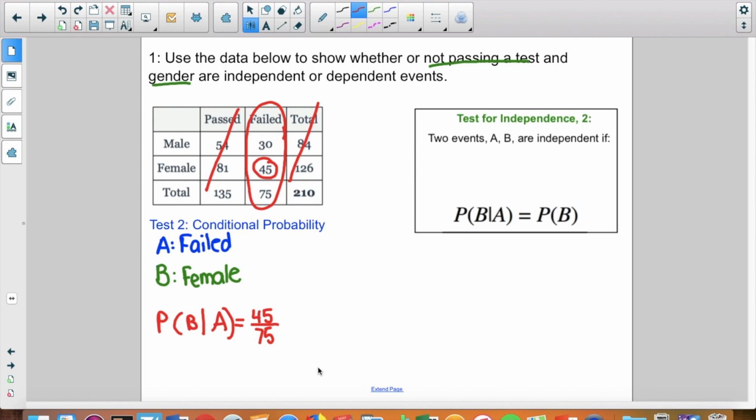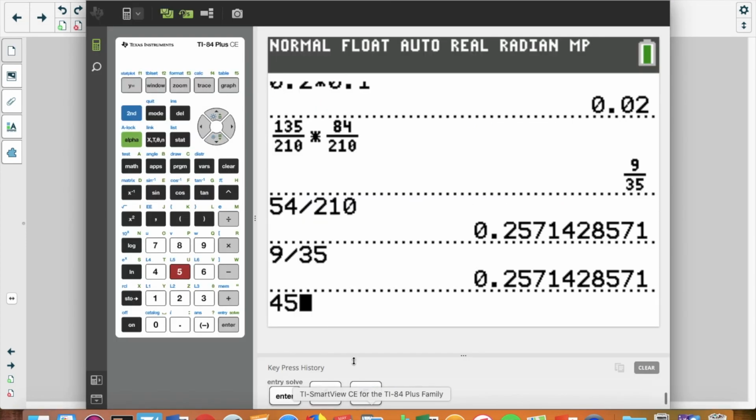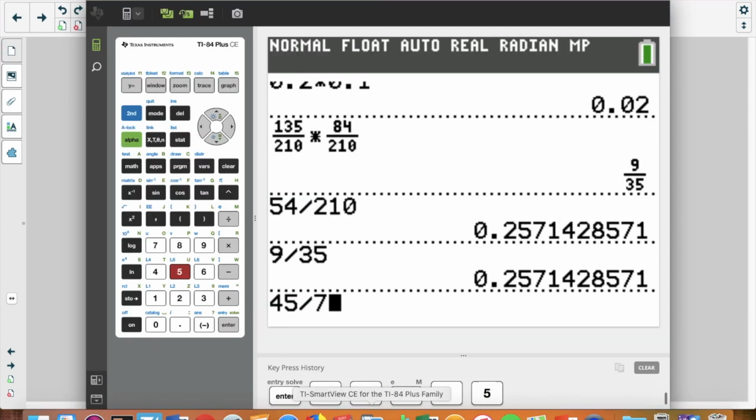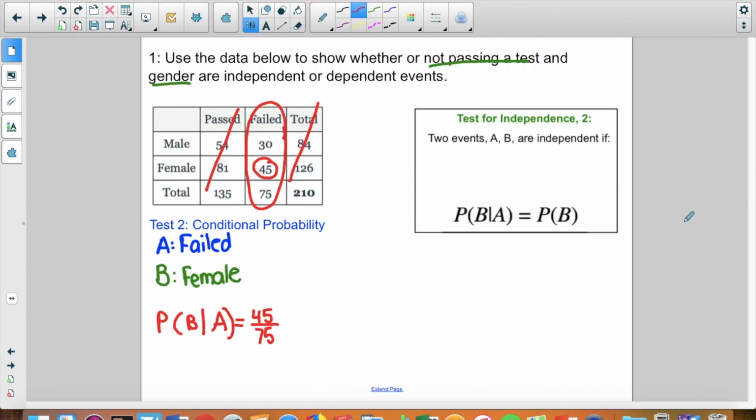Now remember, when we compare fractions, it gets a little difficult, so I always suggest turning it into a decimal. So why don't we do that from now on? 45 divided by 75, and we get 0.06.